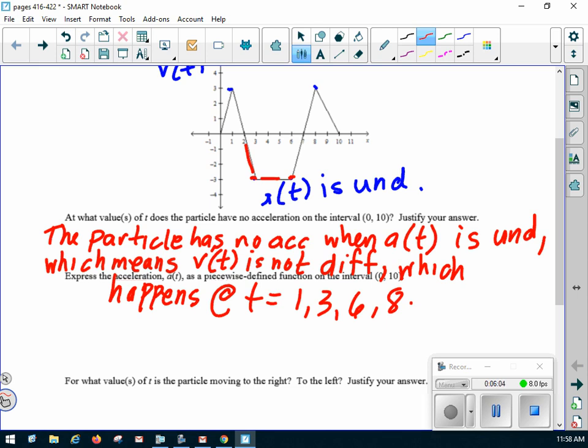Be thorough in your explanation, but don't write novels. You could say because there's a cusp, but remember the graders don't like cusp. Sparks uses cusp. I think it's fine to say v of t is not differentiable at those points.